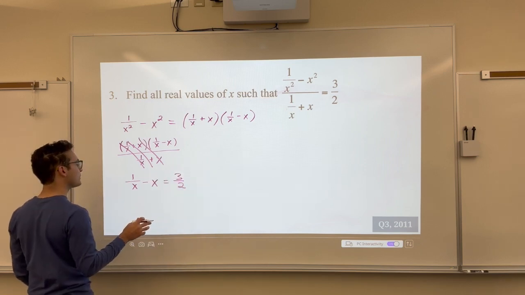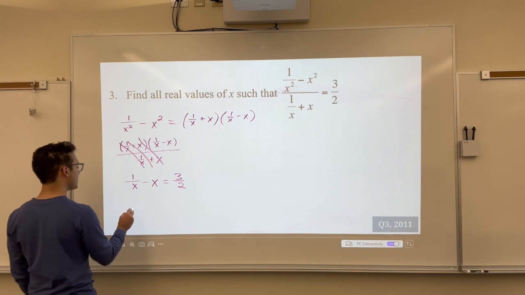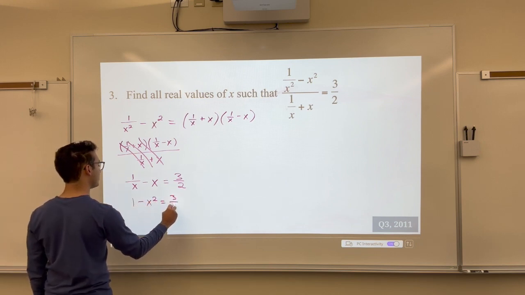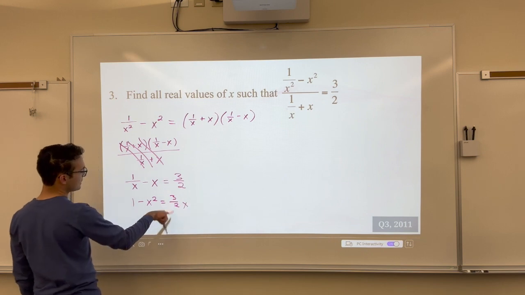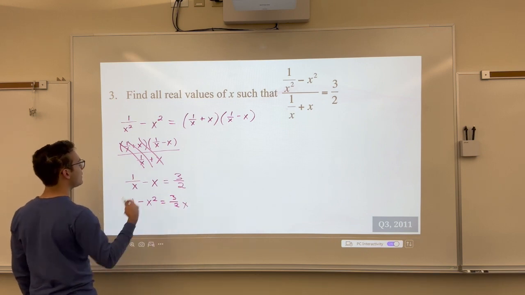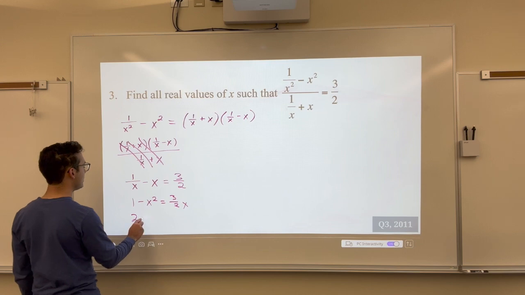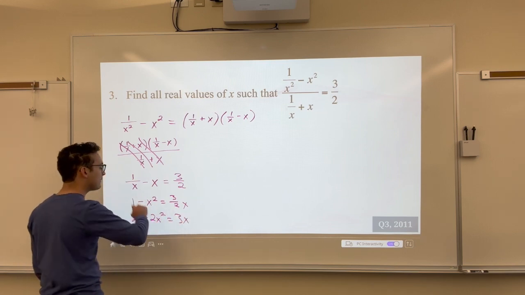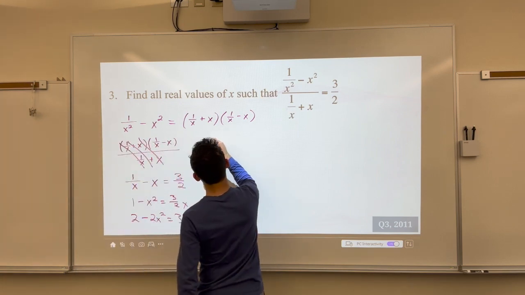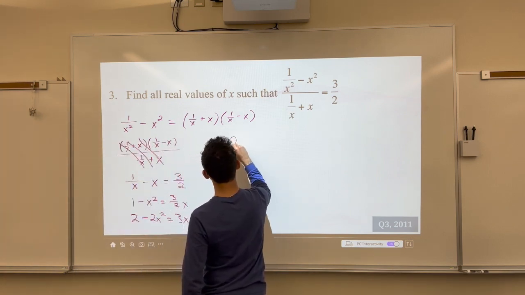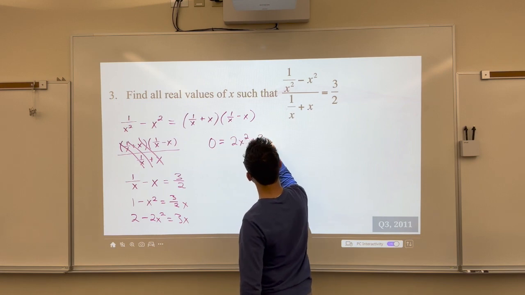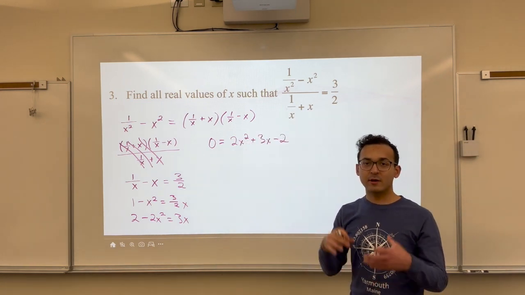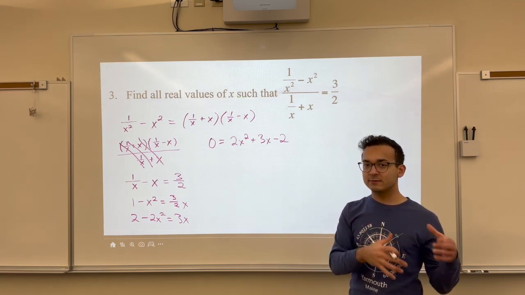Now let's go ahead and multiply everything by x. So we get that 1 minus x squared is equal to 3 over 2 x. And because I don't like this fractional coefficient, let's go ahead and multiply everything by 2. So we get that 2 minus 2x squared is equal to 3x. And now getting everything over to that right side, we would say that 0 is equal to 2x squared plus 3x minus 2. From this point, you could use either method, factoring by grouping or slide and divide to solve.